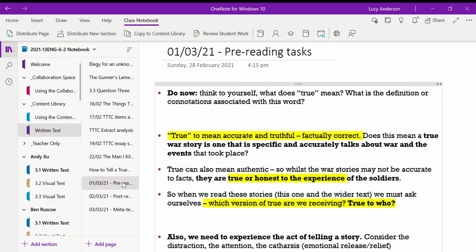And then when you've finished that and you've got some time or space, think back on Ambush, The Man I Killed, and The Things They Carried, and think about what kind of war story they are and how true or accurate they are. True can also mean being authentic. Whilst they're not accurate or factual, which we often associate with being true, they are true to the experience of the soldiers. As long as they've captured the experience, that's the idea that's going on with them. So then you're thinking about, are they true to who? Which war experience are they being truthful to?